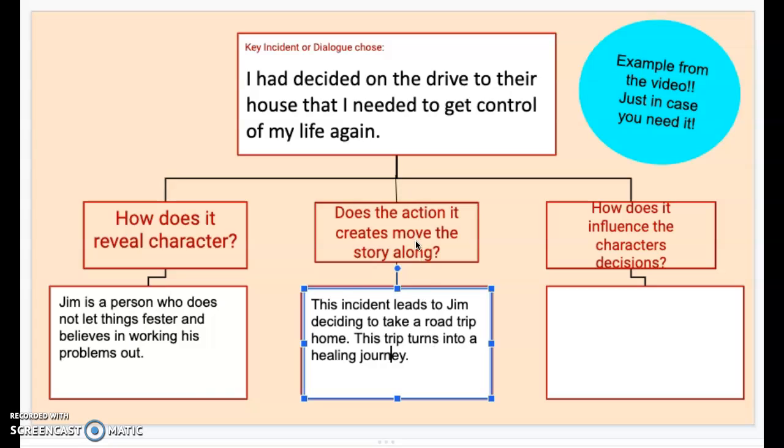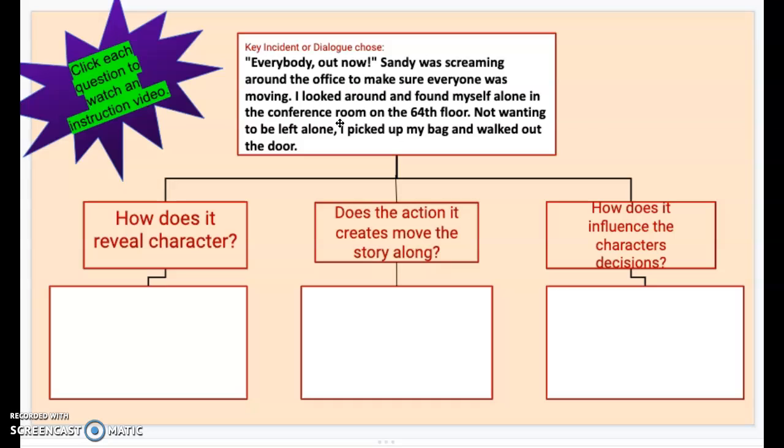Okay, so you'll notice that this question often goes with this question. So just because I'm kind, let's look at yours real quick. For this one, what action does it create to move the story along? Sandy tells everybody to get out, and then he decides that he doesn't want to be alone in the room. So in this case, what does it do to move the story along?